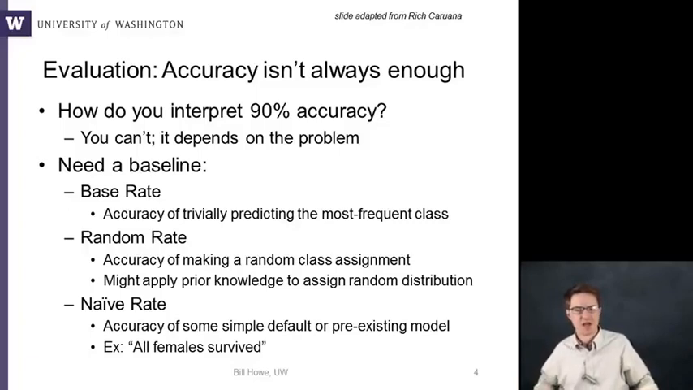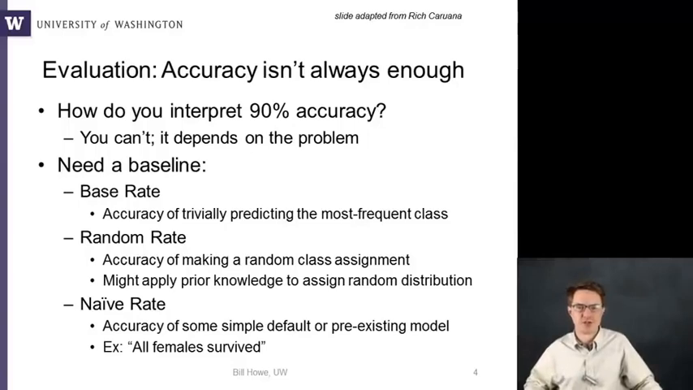Another one might be a naive baseline that's a little bit less naive than the base rate, and not necessarily random, but uses a little bit of domain knowledge. For example, take some kind of simple default or pre-existing model that you would come up with without having to apply any sophisticated technique. So for example, all females survived, right? You need some sort of baseline to compare against, and so you're measuring how well you're doing relative to that. And this comes up in the Kaggle competitions because many times you're given a starting point solution. So you want to measure accuracy relative to that as opposed to accuracy overall, perhaps.